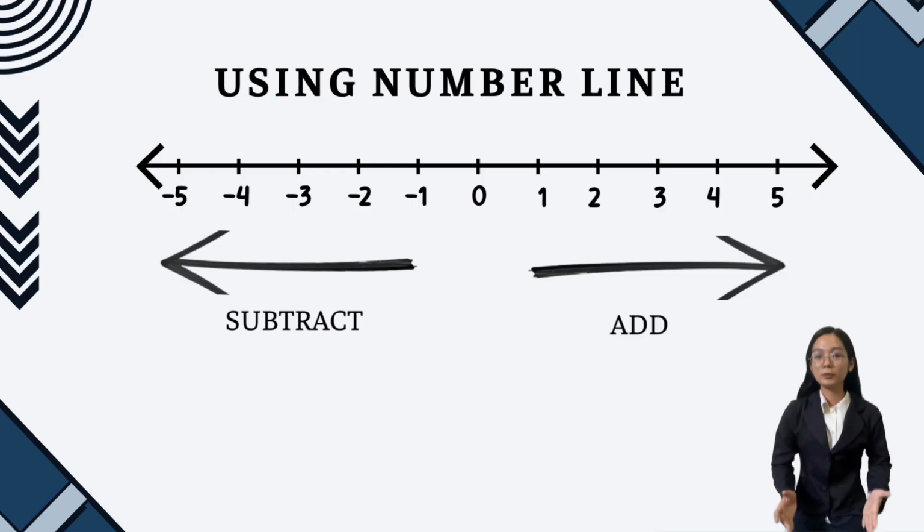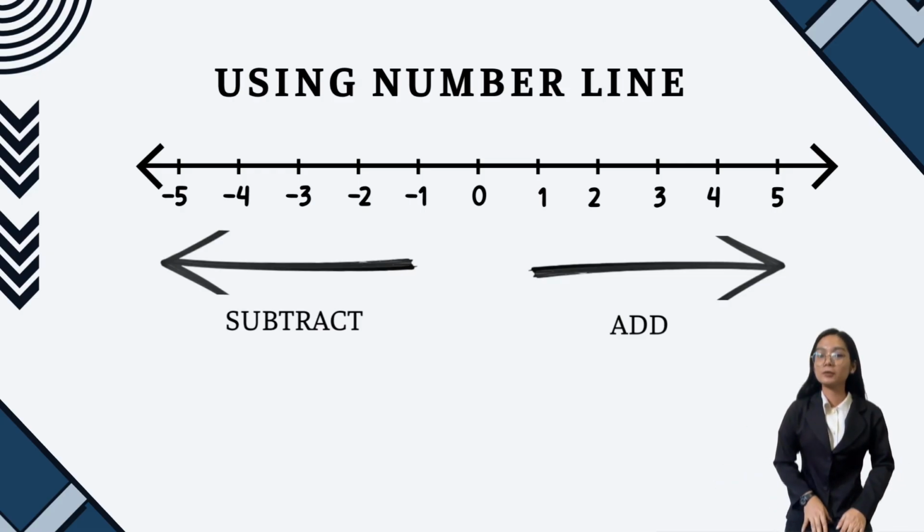In the previous example, we used a concrete example. Next, we are going to use a number line. This is also a great tool to visualize addition. So let's look at the number line here. It goes from -5 all the way to +5.